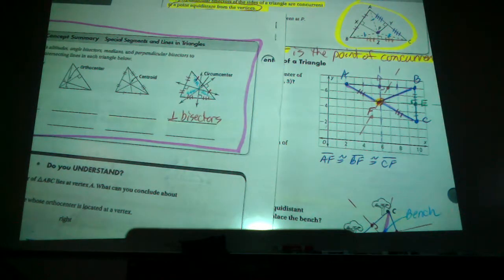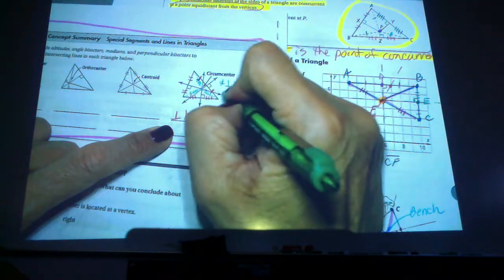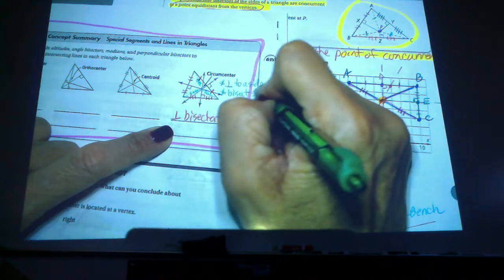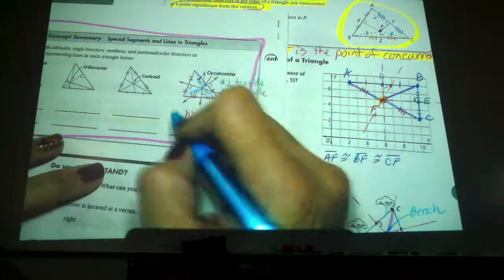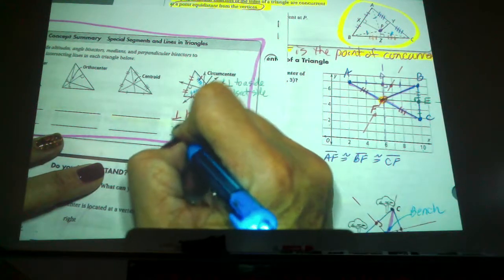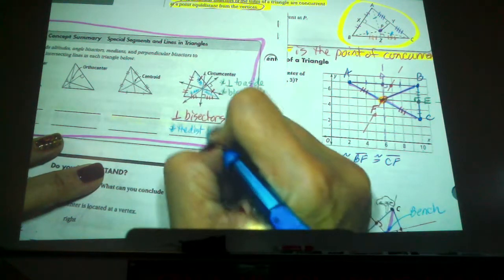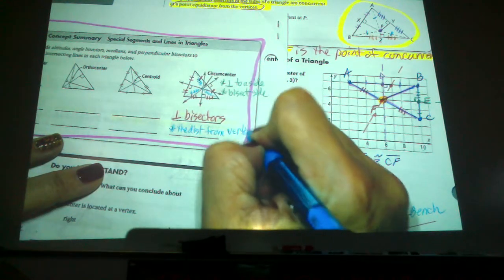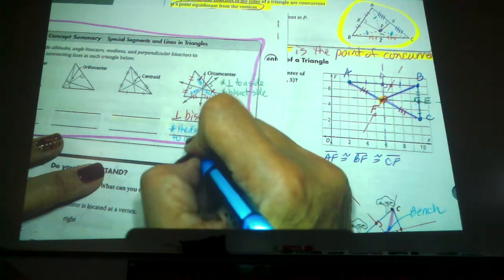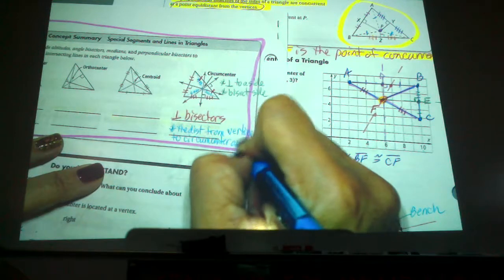So we want to note a couple of things. The characteristics we're going to put over here. Each one of these has 2 characteristics. Just the name perpendicular bisector has 2 things to it. It must be perpendicular to a side, and it must bisect the side. So those are the 2 characteristics of the perpendicular bisector. It's the only one that does not have to come from a vertex. The other thing that occurs is that not only do you have these congruent pieces here, you should obviously be able to tell from that characteristic, but the distances from the vertices to the circumcenter are congruent.